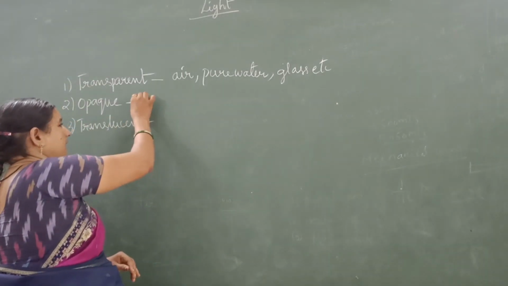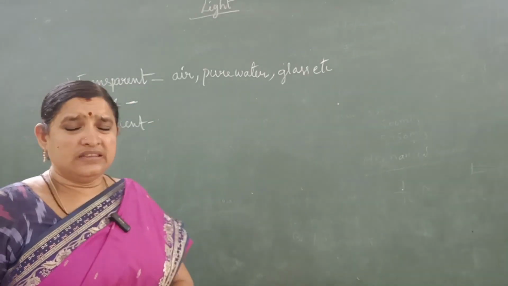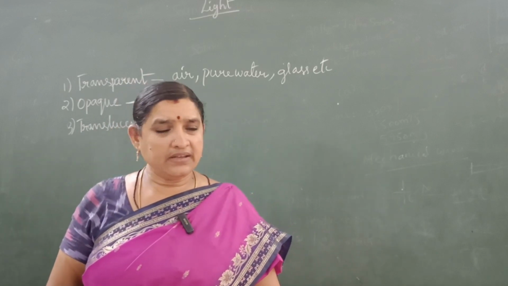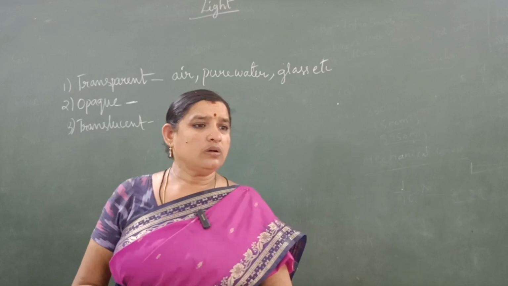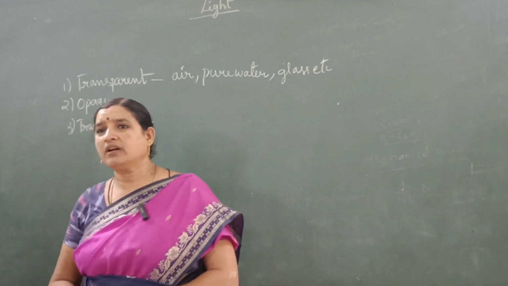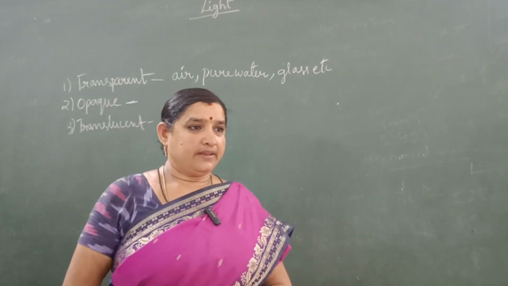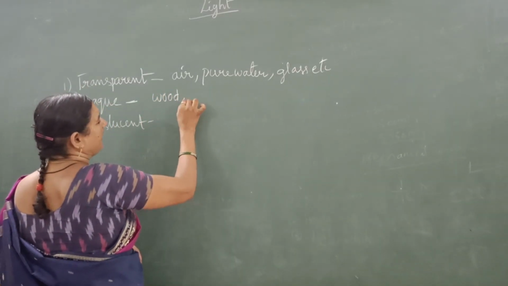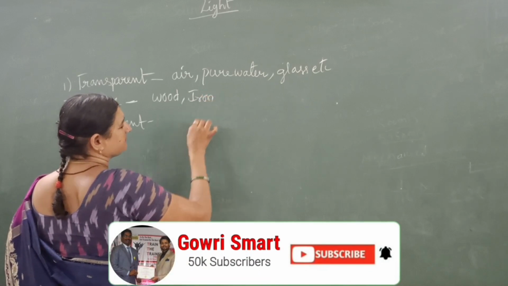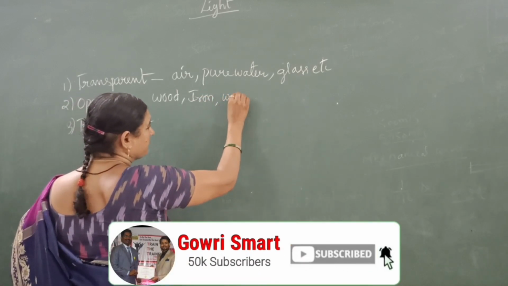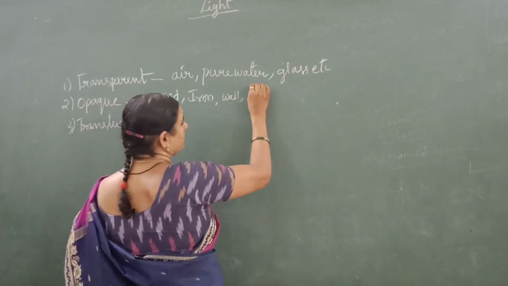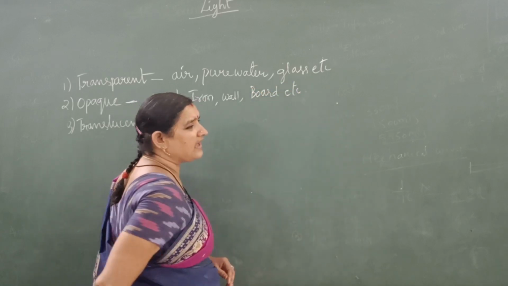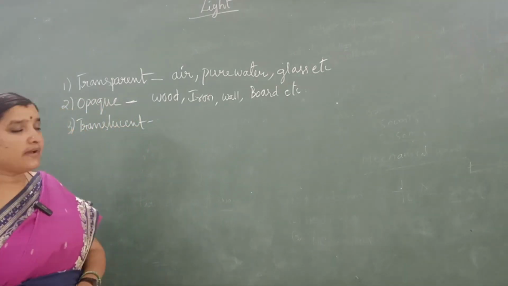The next one is opaque. The materials which do not allow light to pass through them are called opaque materials. For example, wood, iron, wall, board, etc. We have many opaque materials.